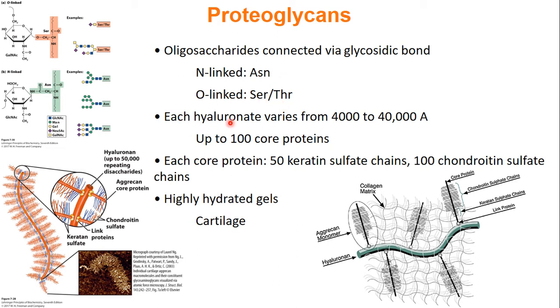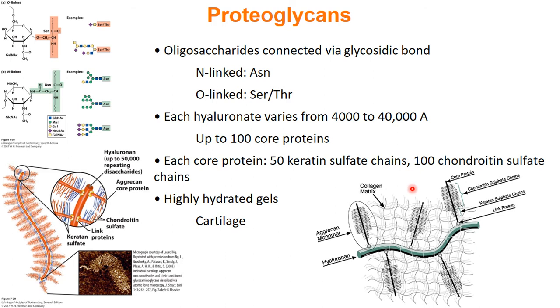Now these hyaluronates can vary between 4,000 to 40,000 angstroms, so they can be quite long, and they can have up to 100 different core proteins. And each core protein can have 50 keratin sulfate chains and 100 chondroitin sulfate chains. This means you have a lot of alcohol groups, a lot of negative charges around, which means these will be just full of water, completely hydrated. And so these compounds make up your cartilage.